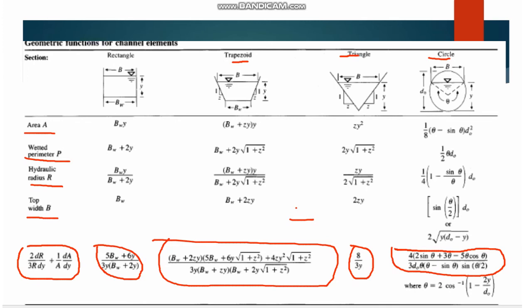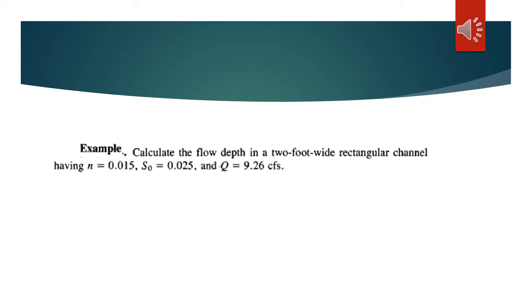Okay. So if we change the channel width, we need to change whatever we use, and we need to apply it. Okay, let's solve one example. We need to calculate the flow depth in a 2-foot wide rectangular channel having the roughness of 0.015. The slope is 0.025 and the flow rate is 9.26 cubic feet per second.